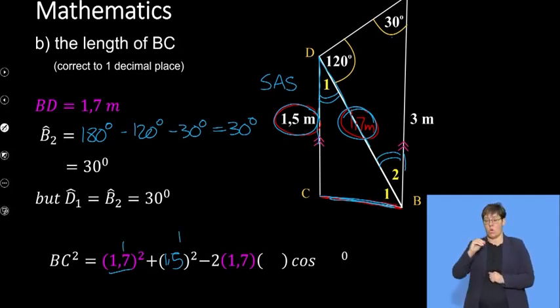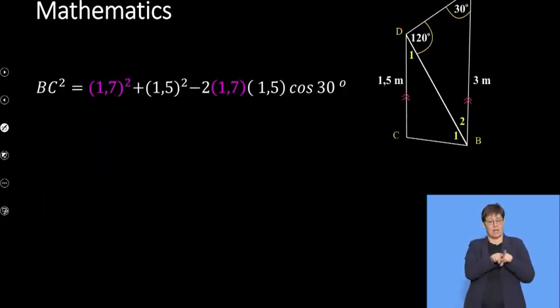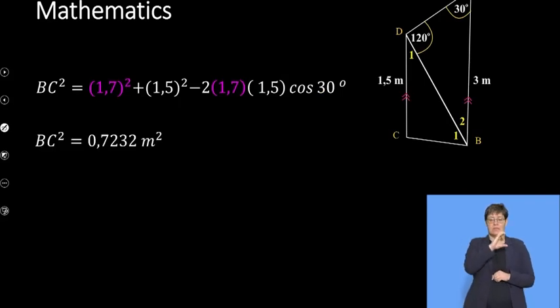So we've got 1.7, we've got to put a 1.5 in here, and the cos of the angle across BC squared. The angle across BC is D1, which we already realized is 30 degrees. So we're going to put in a 30 degree in here. Okay, now remember this is what BC squared is equal to. We're going to put that into our calculator.